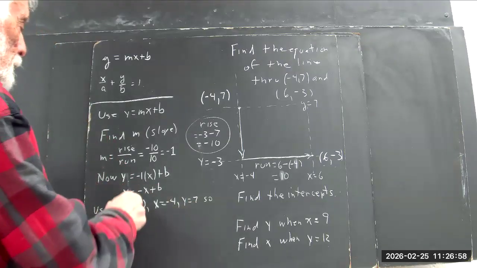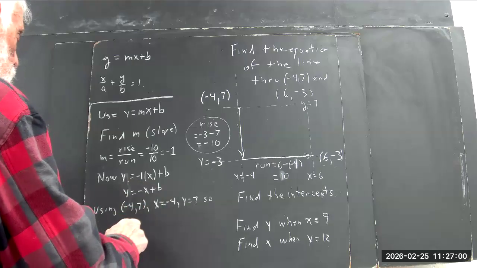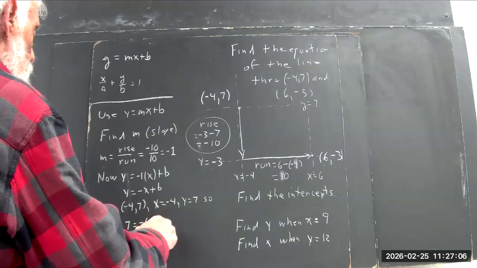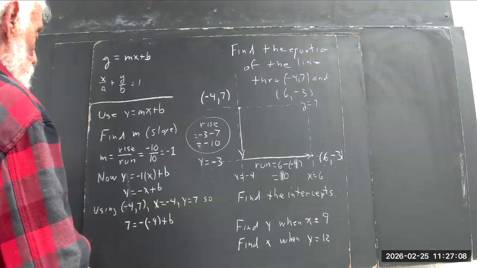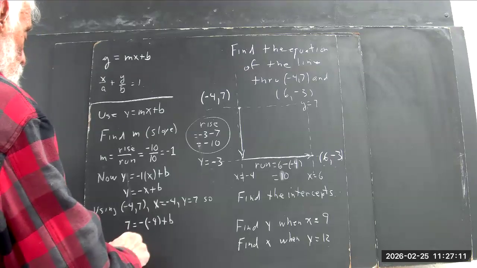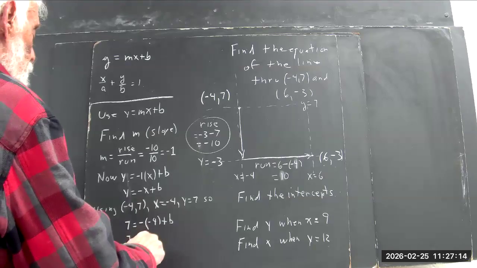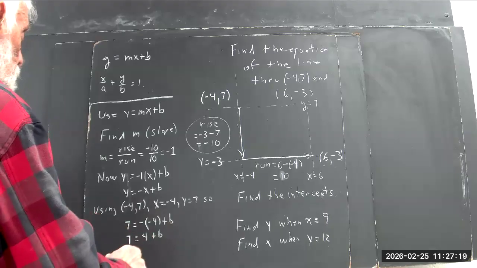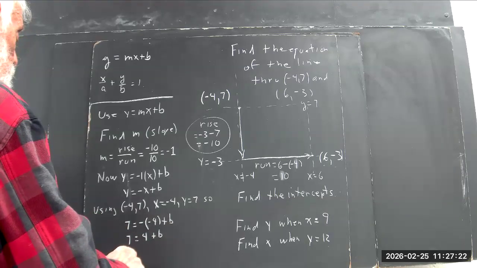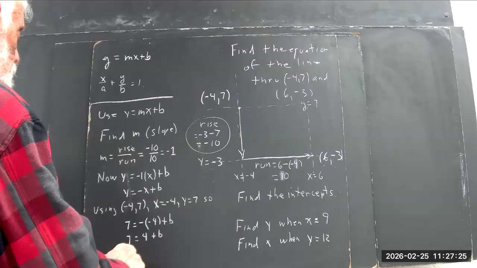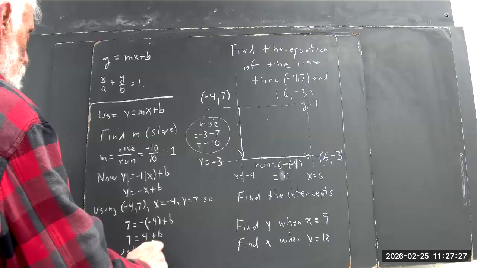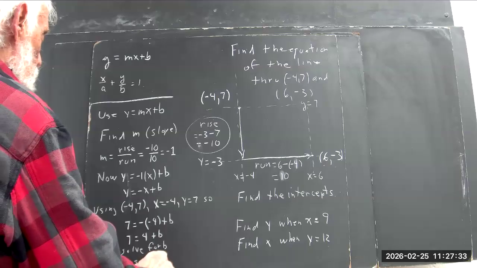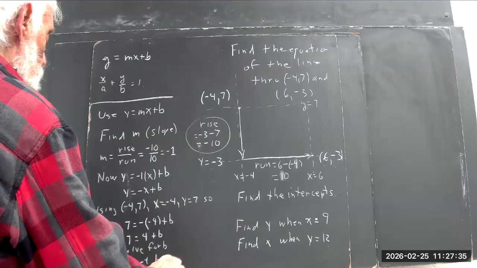X equals -4, y equals 7. Well, we're going to plug that in here. We're going to get 7 equals -x, which will be negative of -4 plus b, which means, of course, that 7 equals 4 plus b. So we're going to subtract 4 from both sides. We solve for b and we get b equals 3.